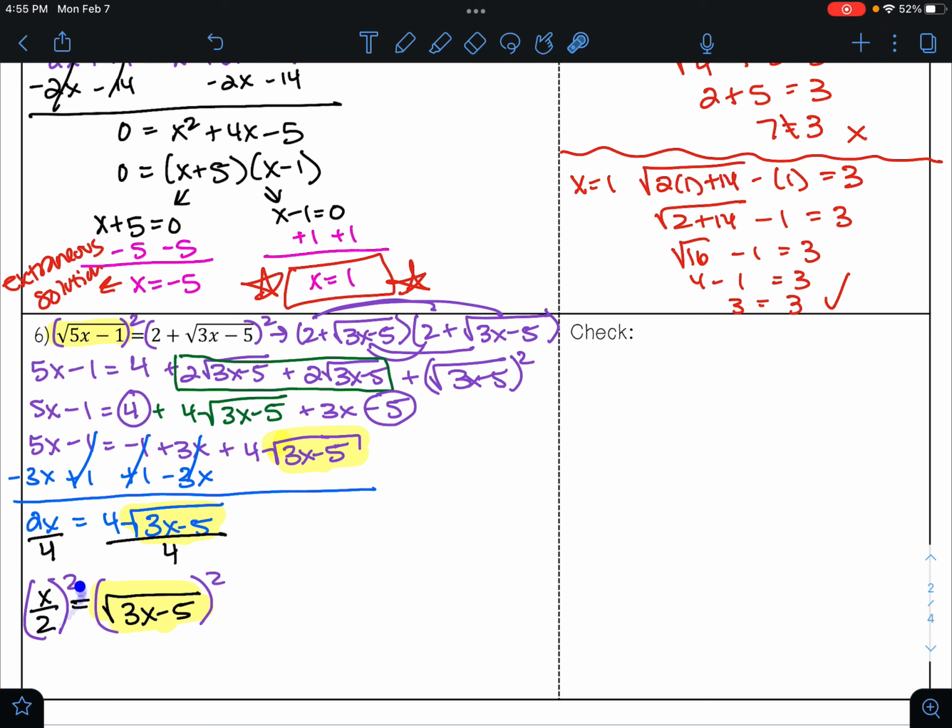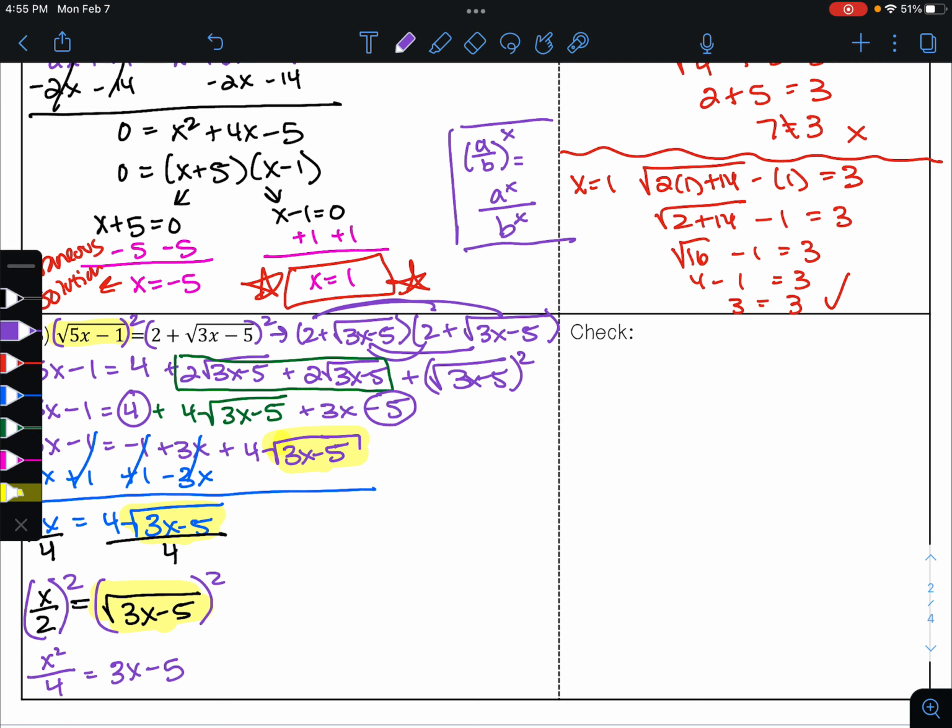Over here, I'm using that quotient rule. So you may recall, if I write it up here, if you have a quotient raised to a power, again, that power goes to both parts of your quotient. So x raised to the second power, let me write this over here, is x squared, and 2 raised to the second power is 4. The square undoes the square root, and that leaves me with 3x minus 5.